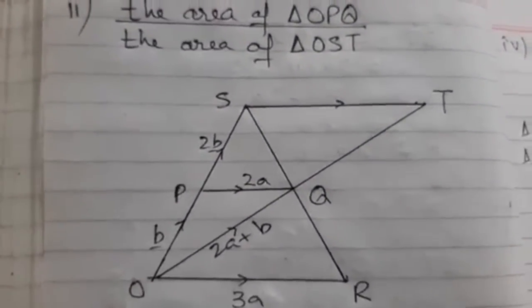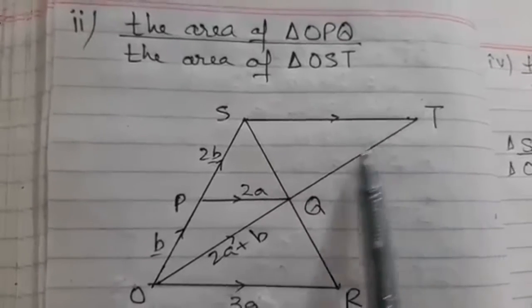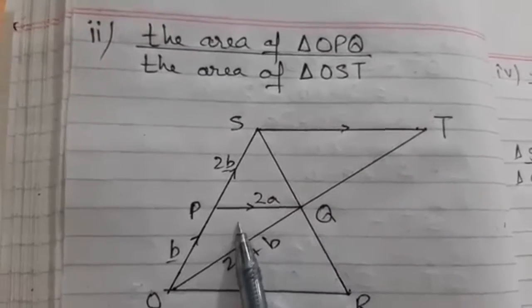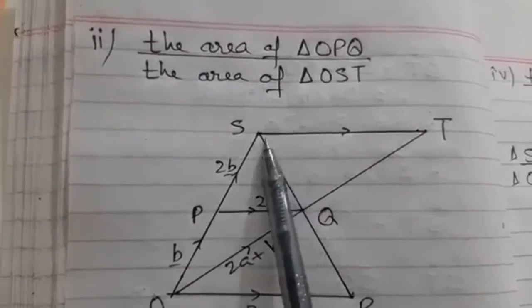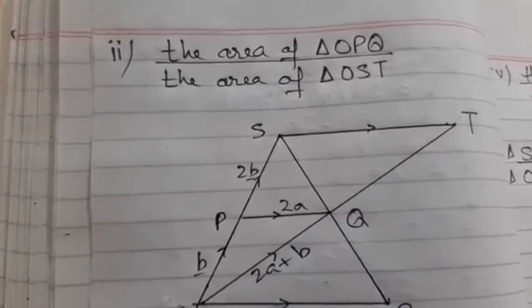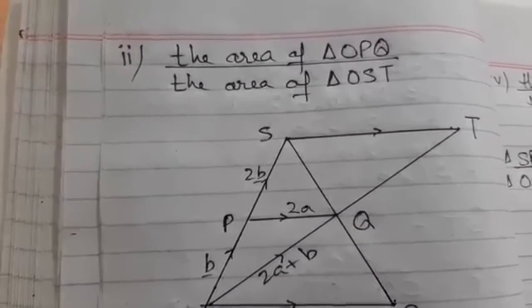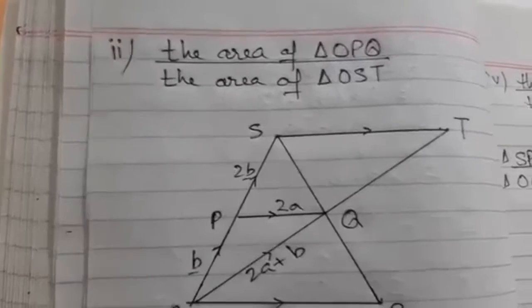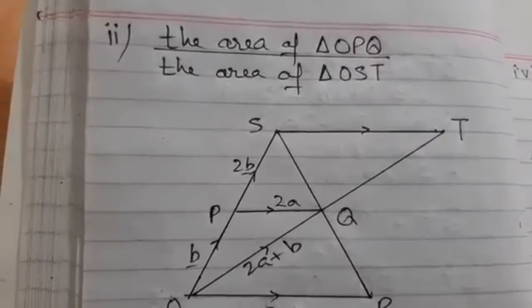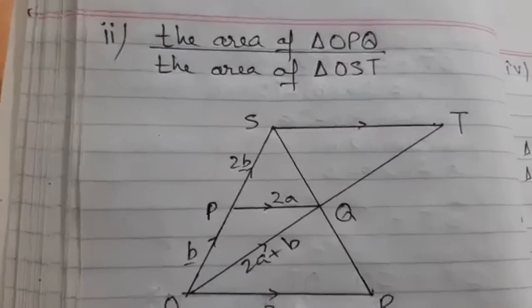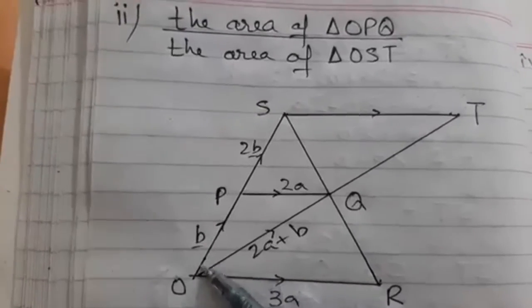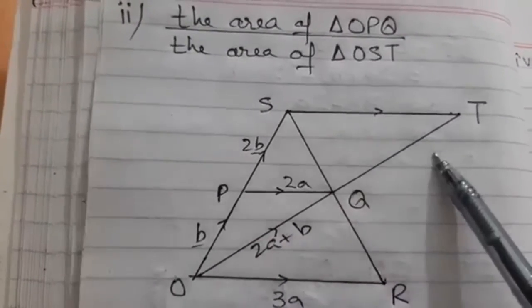So I have drawn the diagram here again. Now the question is saying area of OPQ, meaning this triangle, and OST, the big triangle. So before I show you the solution, can you tell me what case is this? The previous case was common height and this is a case of, yes, you're right, similar triangle, OPQ and OST.